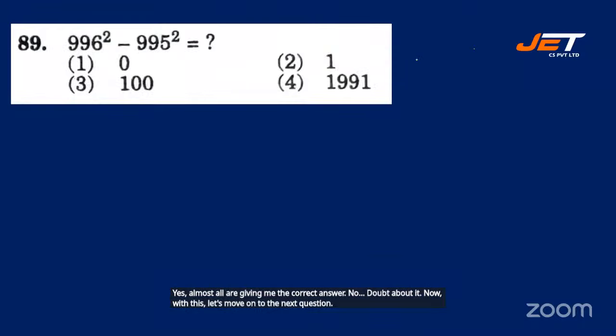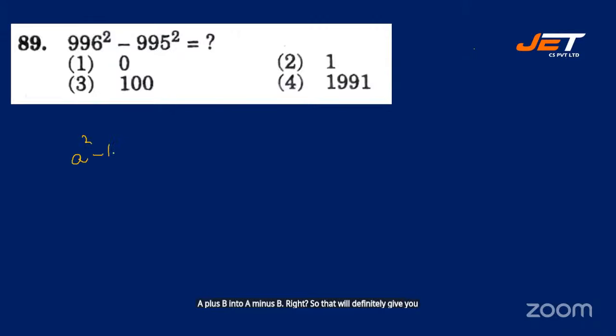Yes, here goes. I have 996 square minus 995 square. Right? So what is the answer? 996 square minus 995 square. Good question. So you can use it as a square minus b square, a plus b into a minus b, right? So that will definitely give you your answer. What is a square minus b square? A plus b into a minus b.